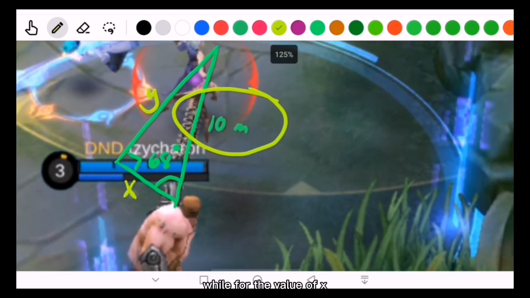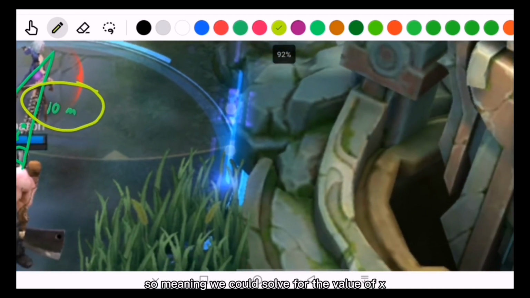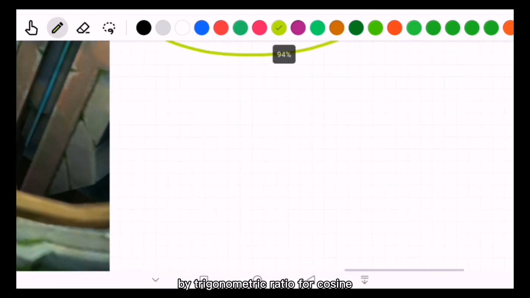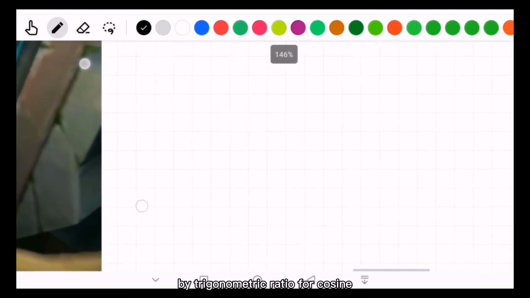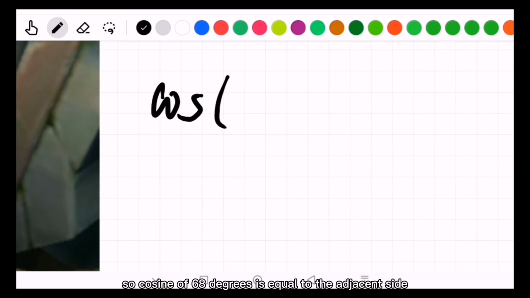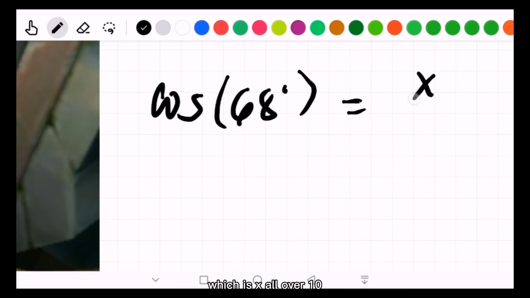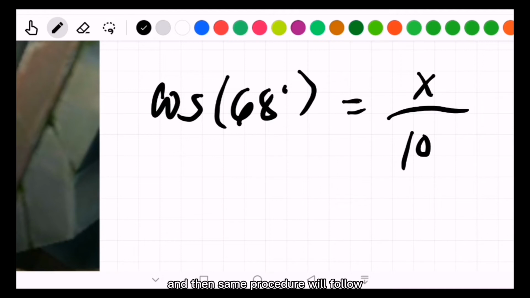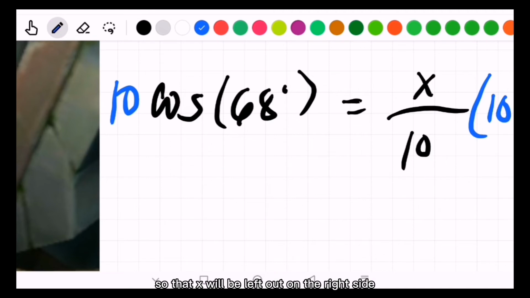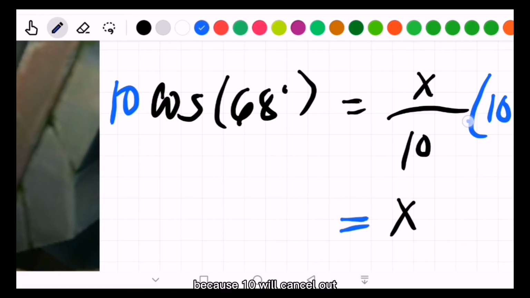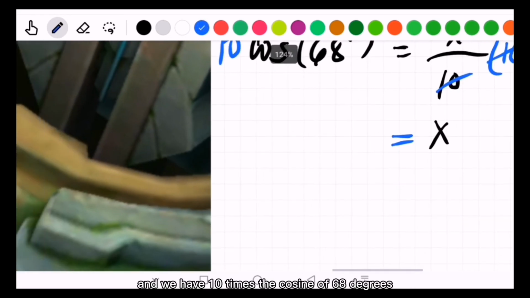While the value of x is actually the adjacent side and 10 is the hypotenuse. So meaning we could solve for the value of x by the trigonometric ratio for cosine. So cosine of 68 degrees is equal to the adjacent side, which is x, all over 10. And then the same procedure will follow: multiply both sides by 10 so that x will be left on the right side because 10 will cancel out, and we have 10 times the cosine of 68 degrees.